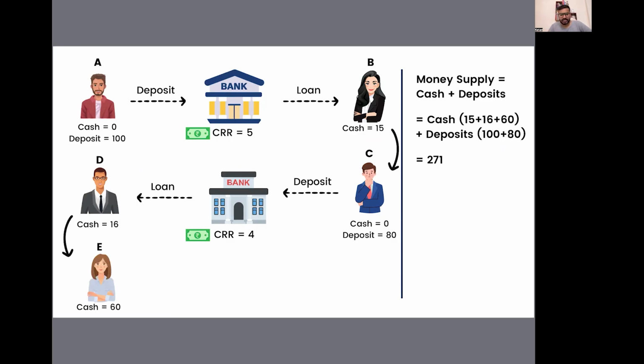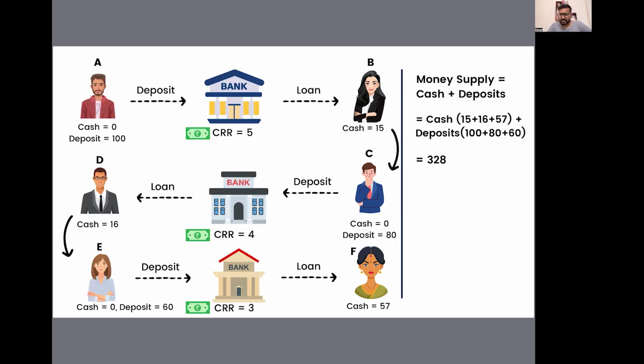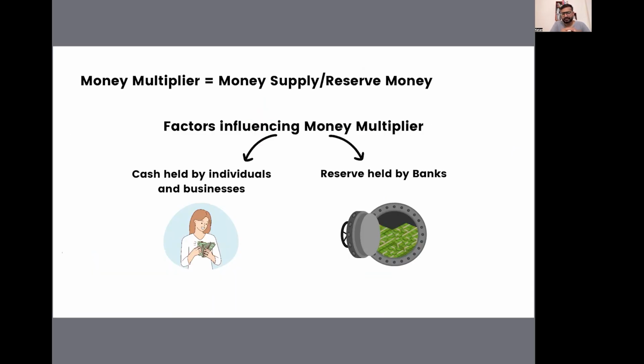And if person D lends to person E, but again he keeps some cash with himself and lends only, suppose, 60 rupees, person E deposits 60 rupees in the bank, and the bank again has to keep aside a certain portion of 60 rupees, 5% of 60 rupees, rupees 3, as cash reserve, and it can give out a loan of 57. So you can see the money supply, which would have been rupees 400, is now rupees 328. And therefore, we understand that there are two really big factors that influence the money multiplier in any economy.